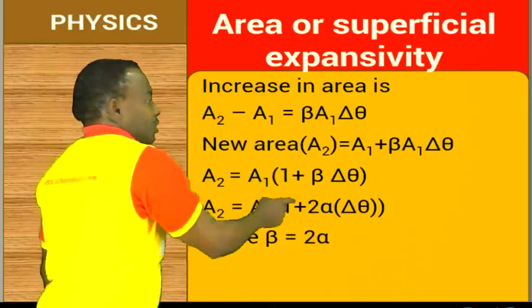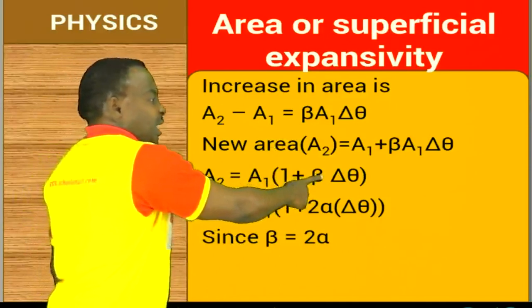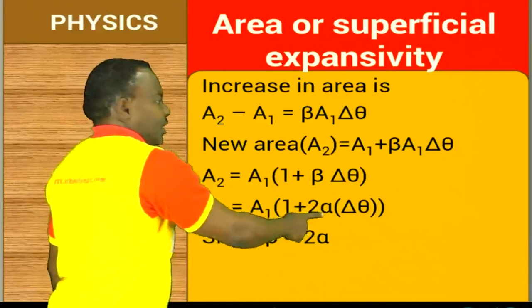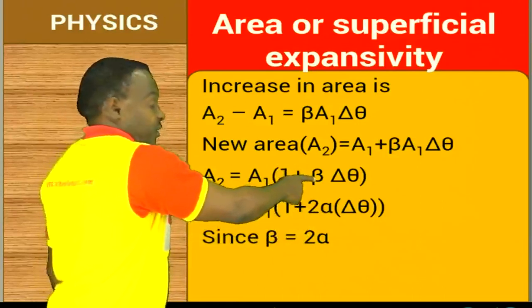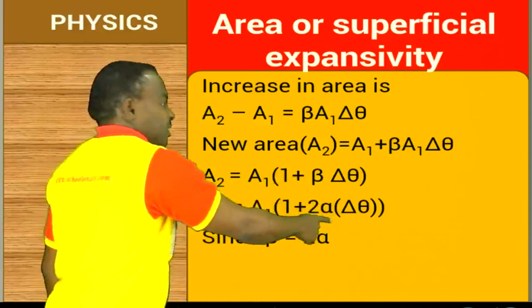which we have said is the same thing as twice alpha. What am I talking about? Beta denotes area expansivity, and alpha denotes linear expansivity.